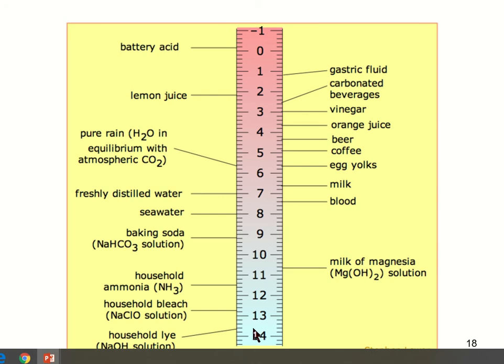Here's just another scale, the 1 through 14, that can give you an idea of the different things. Like bleach is basic. Distilled water, again, would be neutral. We have pure rain that is, again, slightly acidic. Acid rain would be up here. Normal rain is just a little acidic. Coffee is acidic. Most of your foods are going to be slightly acidic.